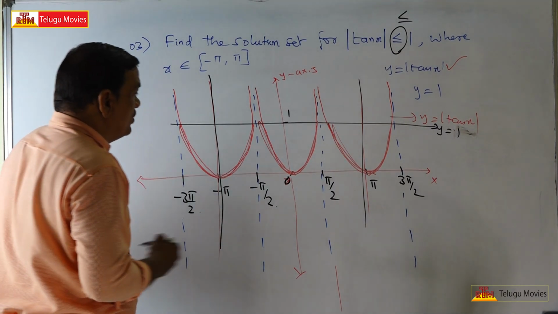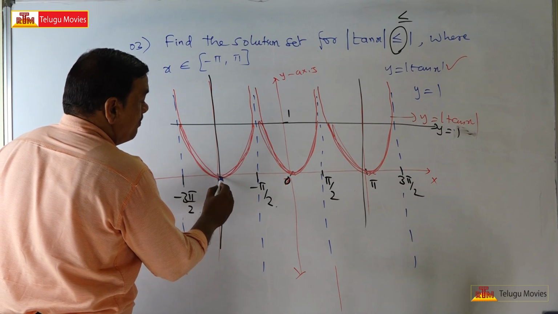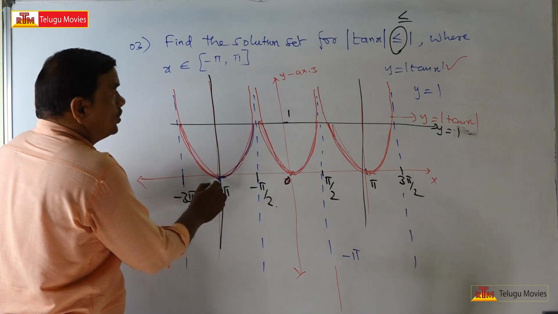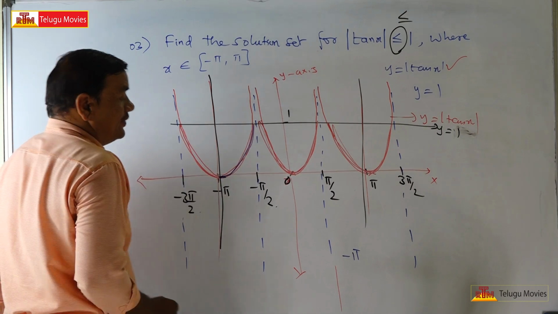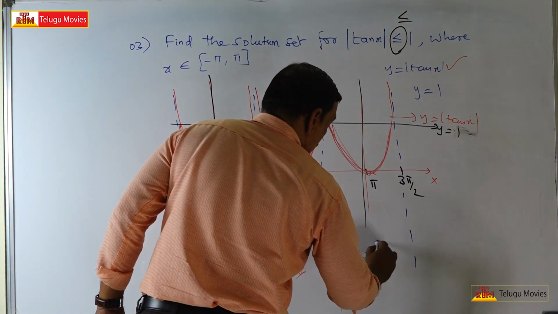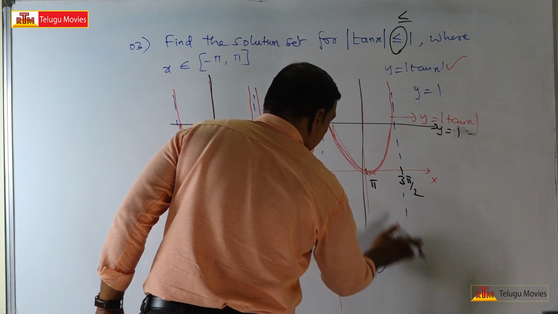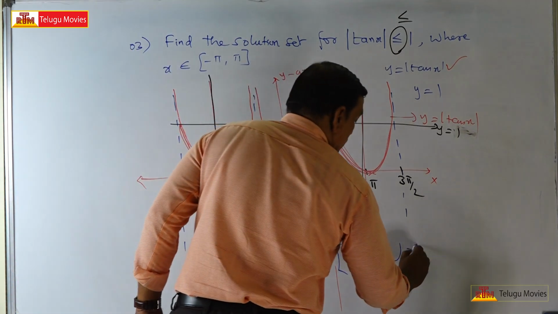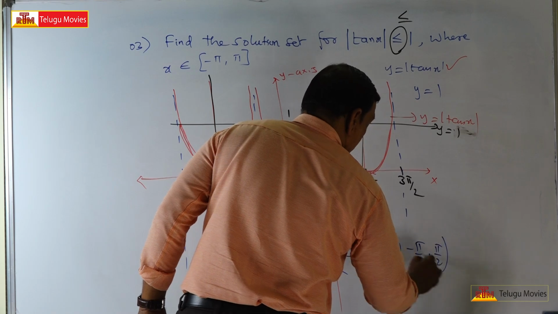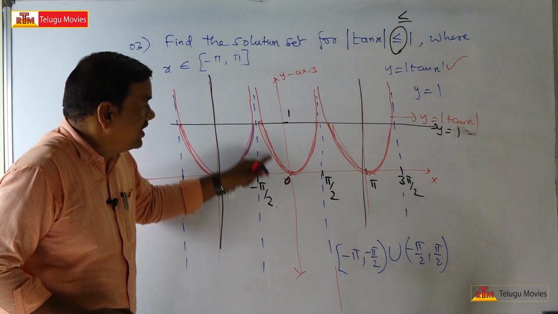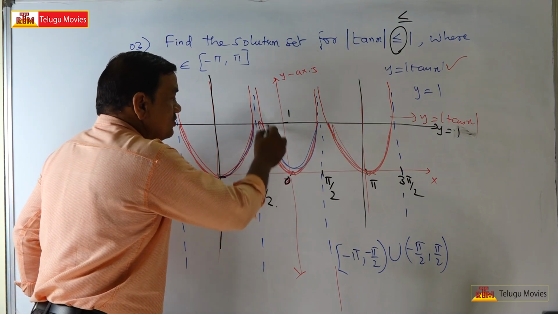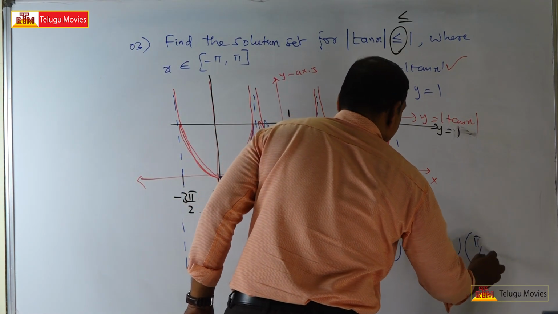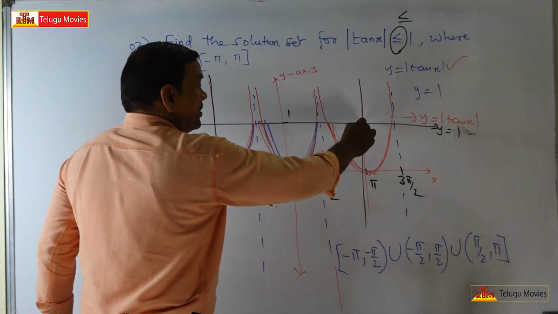So your answer should be, observe here: minus pi, including minus pi, to minus pi by 2, open at minus pi by 2, closed at minus pi, union, minus pi by 2 to plus pi by 2, open bracket, union again, and so on up to here.